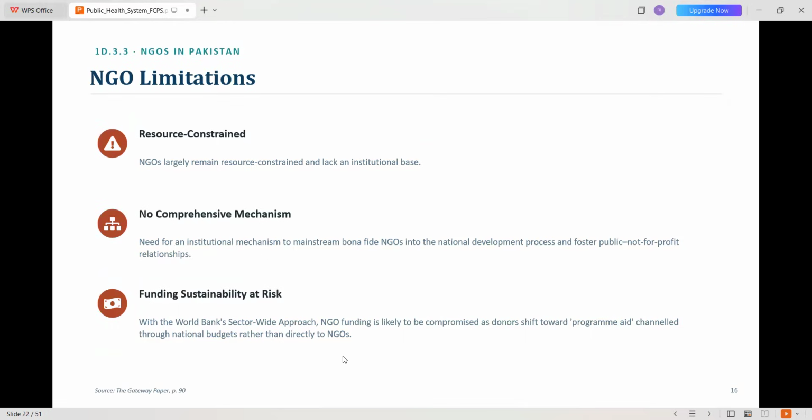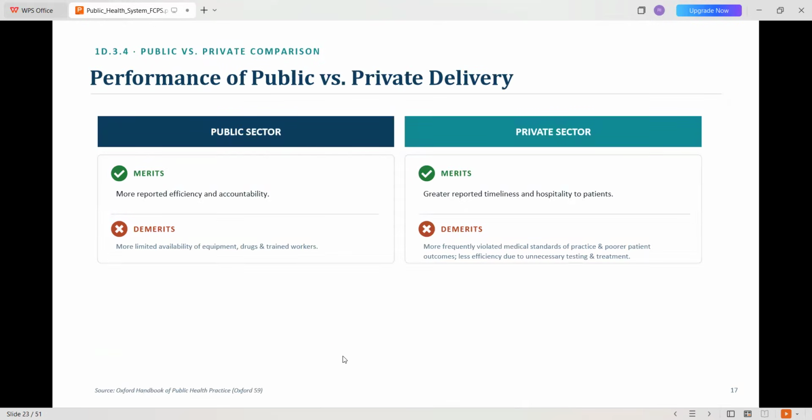Next are the limitations of the NGOs: resource constraints, non-comprehensive mechanisms, and funding sustainability at risk. Next, the performance of public versus private delivery. Public sector merits are more reported efficiency and accountability. Demerits include more limited availability of equipment, drugs, and trained workers. Whereas private sector merits include greater reported timeliness and hospitality to the patient.